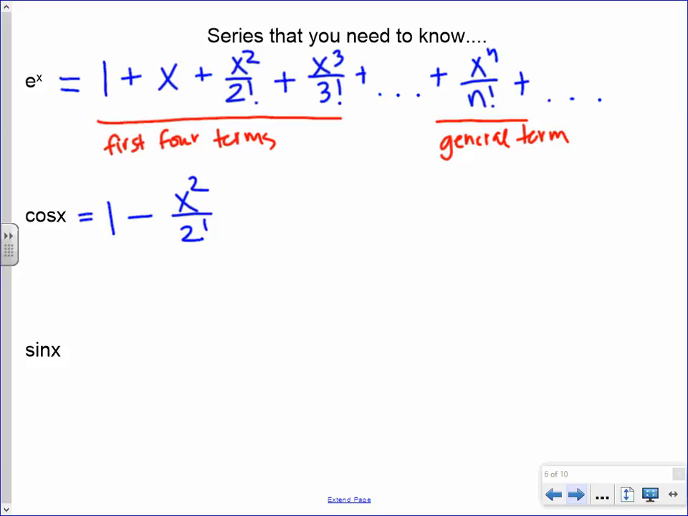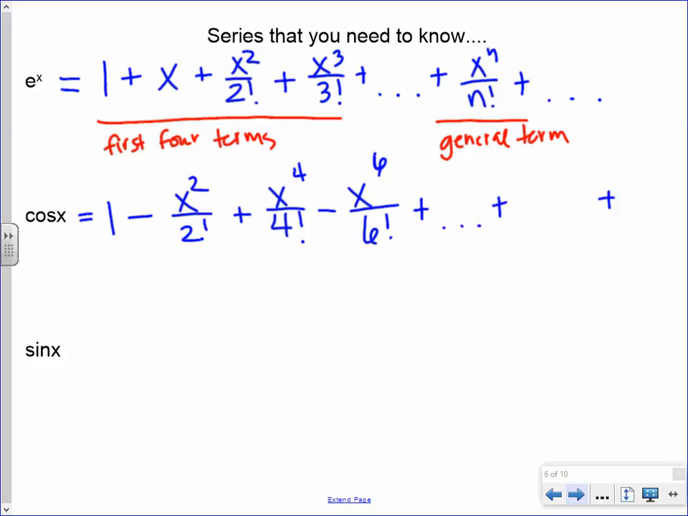Remember every time we take the derivative, we're going to get cosine, negative cosine, sine, cosine, negative sine, negative cosine, sine, cosine, right? And the cosine of 0 is 1, but the sine of 0 is 0. So what happens with cosine is we're only getting the evens, and we're going to alternate our sign because of that positive, positive, negative, negative effect.